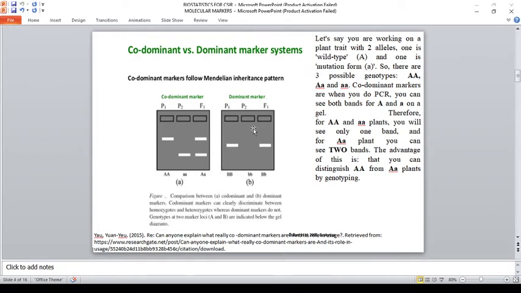Whereas with a dominant marker, you cannot see the recessive trait. You can see a band for the wild form, and for the mutant form there is no band, so the dominant marker can detect only the wild type, the dominantly expressing gene. The advantage of the codominant marker is that you can distinguish AA from A small a.